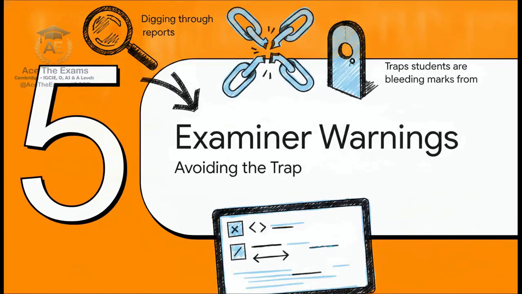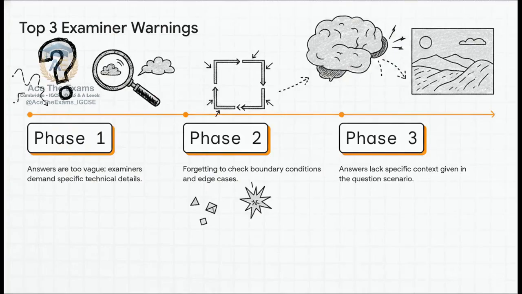Finally, let's look at Section 5, Top 3 Examiner Warnings. This is all about avoiding the traps that catch out 80% of students. We have dug deep through the Cambridge Principal Examiner reports to find the exact places where students are bleeding marks, and we've ranked them, counting down the absolute worst mistakes you can make.